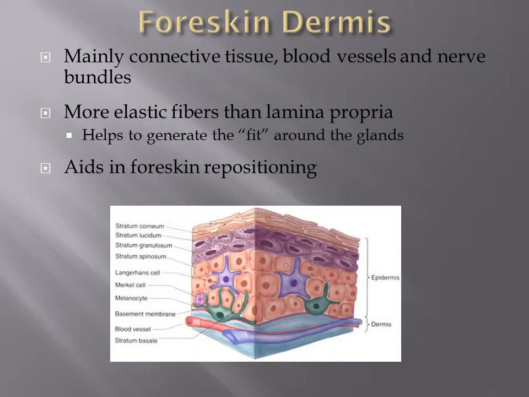The dermis is mainly connective tissue, blood vessels, and nerve bundles. There are more elastic fibers than in the lamina propria, which allows the foreskin to fit around the glands and helps it to reposition.